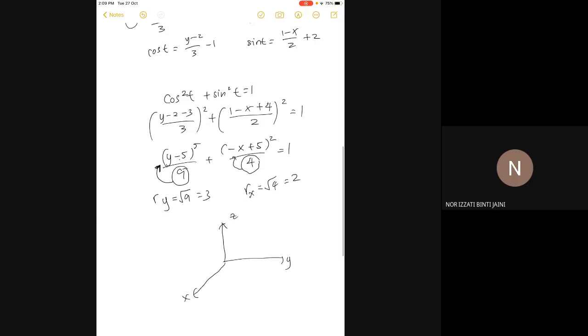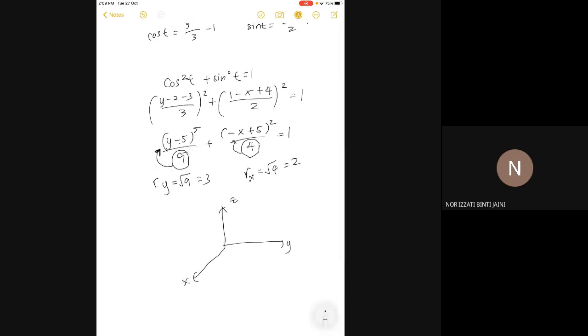Sorry, saya buat 3D pula. Okay, parametric equation x, t tu, kalau dia bagi in terms of x and t is 2D only lah. Okay. So 5, katalah sini 5, sini 5, so inilah center awak. Okay. So sekarang ni, radius untuk y adalah 3. So, there's something like this lah. Okay, radius untuk x pula adalah 2.